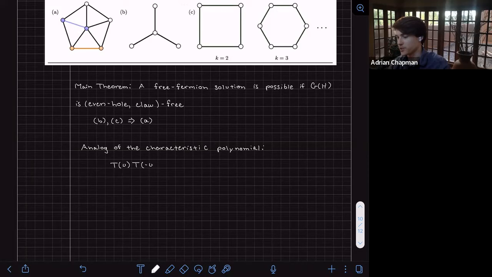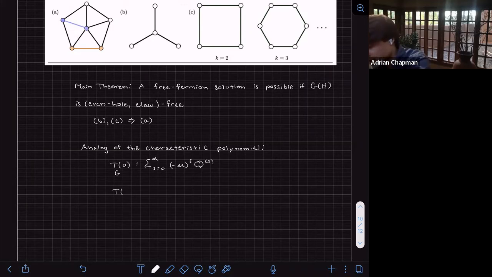I should say what the transfer matrix is actually first. So the transfer matrix of the graph G is now defined as the sum over all independent sets. So I'm going to say this is the sum of S from 0 to alpha, the independence number of the graph, of minus u to the S, Q_S. And our analog is that T of u, now dropping the graph, satisfies an operator factorization of the vertex weighted independence polynomial. So this is the independence polynomial with vertex weights.